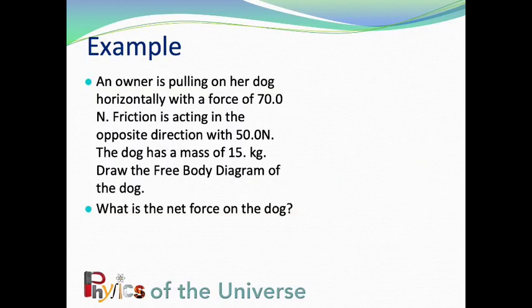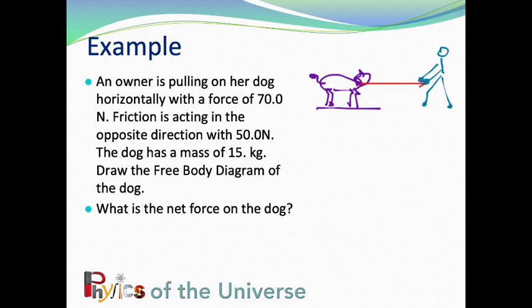So here's an example problem. Let's work this one out. This would be a good thing to write down in your notes. An owner is pulling on her dog horizontally with a force of 70 newtons. Friction is acting in the opposite direction with 50 newtons. The dog has a mass of 15 kilograms. Draw the free body diagram of the dog. What is the net force?